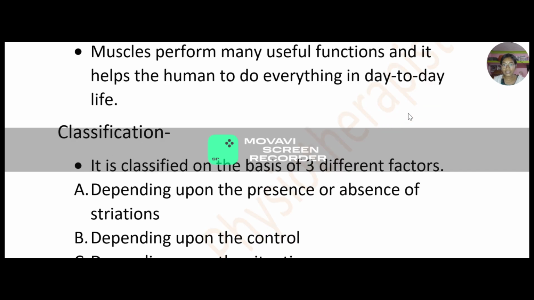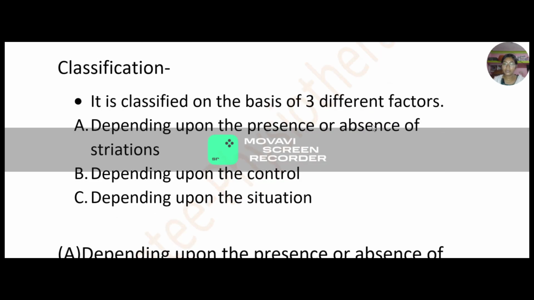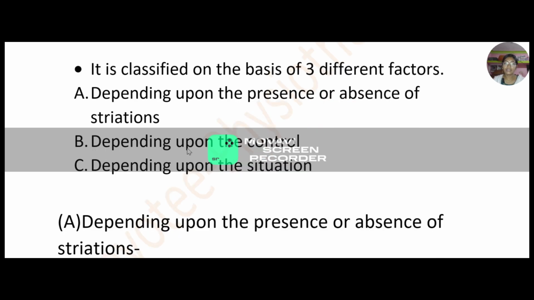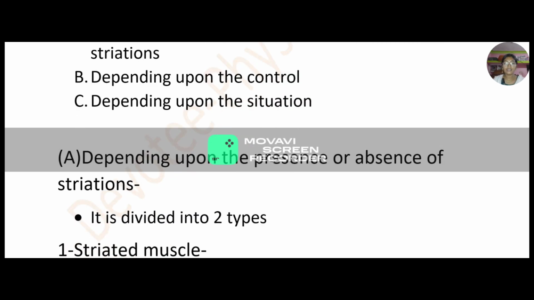Muscles are basically classified depending on three factors. What are the factors? The first factor is depending upon the presence or absence of striations, the second is depending upon the control, and the last factor is depending upon the situation. So these are the three factors. The first factor is depending upon the presence or absence of striations.